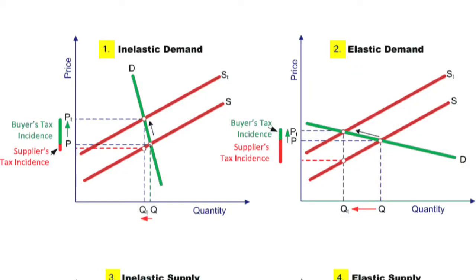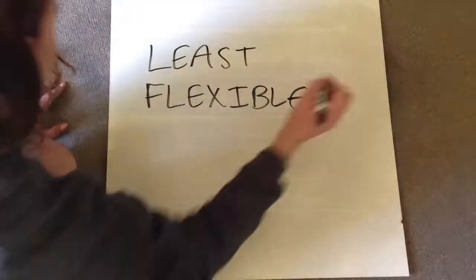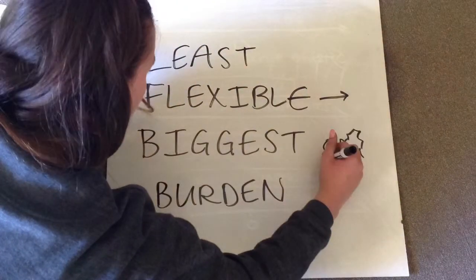When the demand is more inelastic, the consumers bear more of the tax burden and the producers bear less. When the demand is more elastic, the consumers bear less of the tax burden and the producers bear more. The same applies to supply. When the supply is more inelastic, the producers bear more of the tax burden and the consumers bear less. And when the supply is more elastic, the producers bear less of the tax burden and the consumers bear more. As a rule, the least flexible carries the biggest burden regardless of who the tax is being placed on.